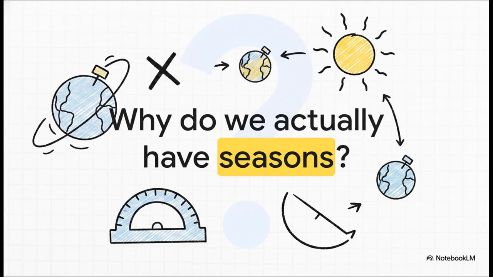If you ask around, most folks might tell you it's because Earth gets closer to the sun during the summer and further away in the winter. Well, I am here to tell you that is absolutely 100% false. No way. Our seasons have literally nothing to do with our changing distance from the sun. Instead, they are completely governed by a very specific invisible geometric angle.